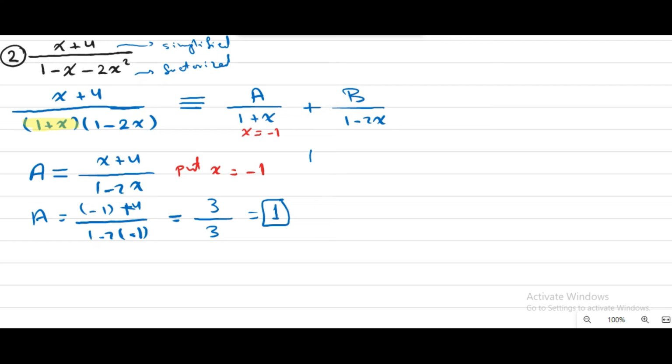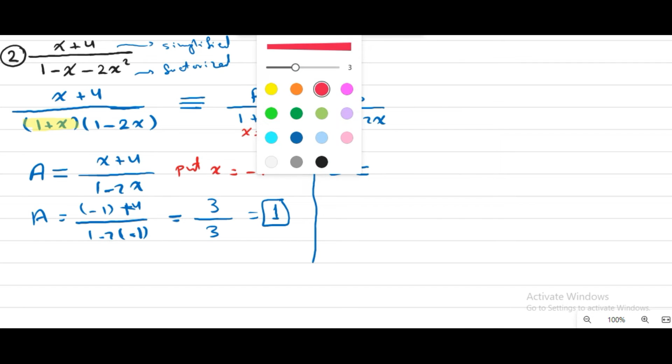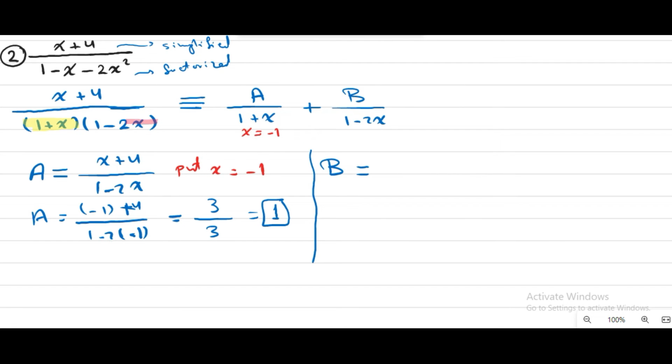The same with letter B. The denominator of letter B is linear, so we can say letter B equal and cover 1 minus x from this expression. Sorry, 1 minus 2x. So the remainder will be x plus 4 over 1 plus x. We covered 1 minus 2x, remainder 1 plus x.